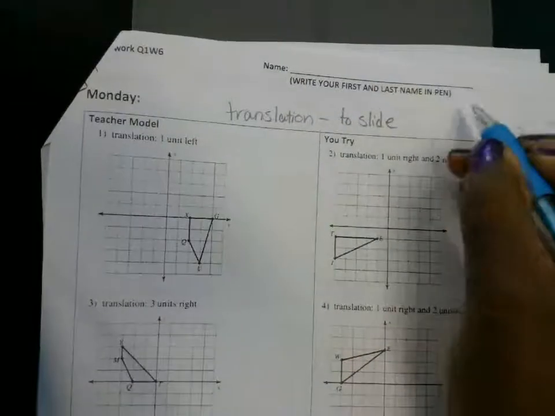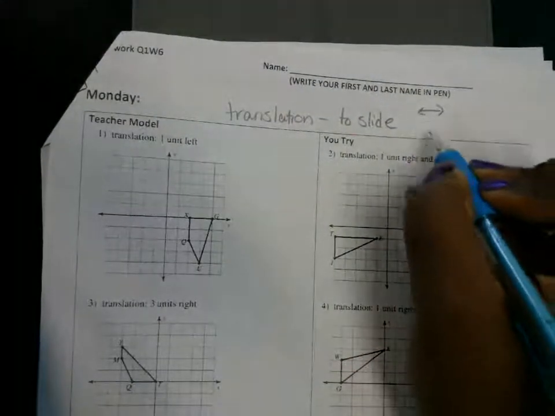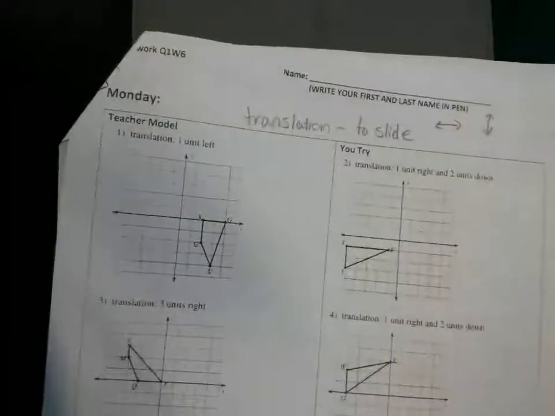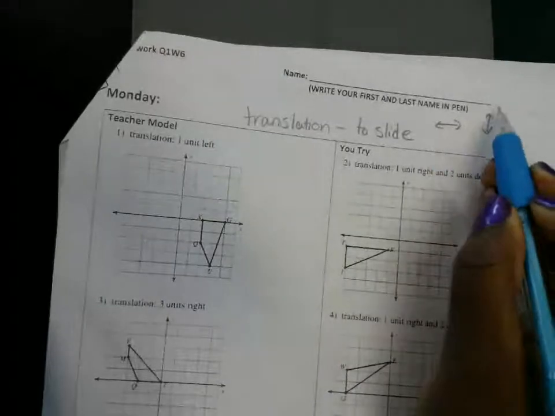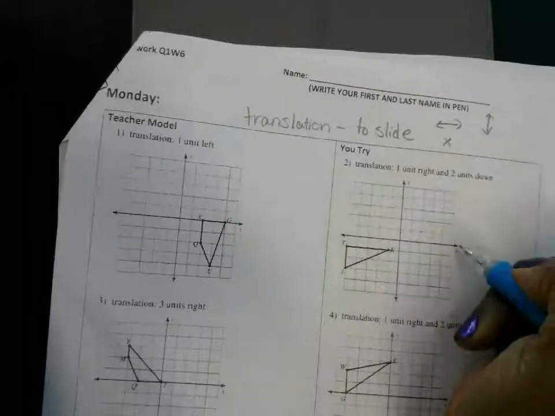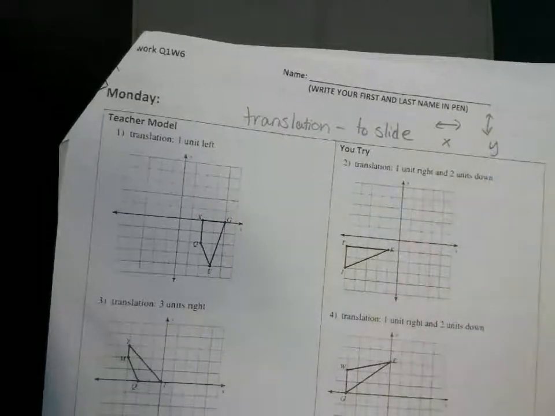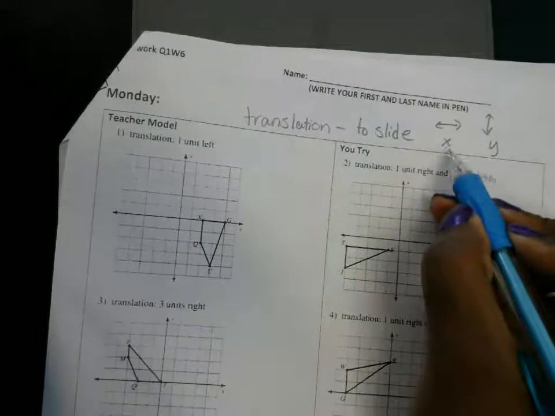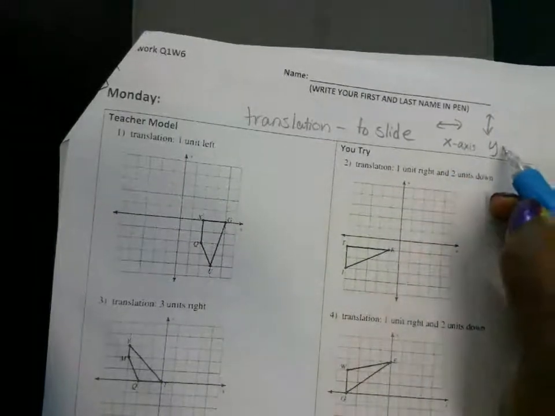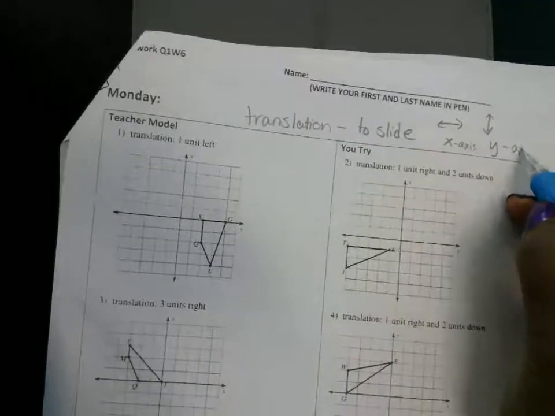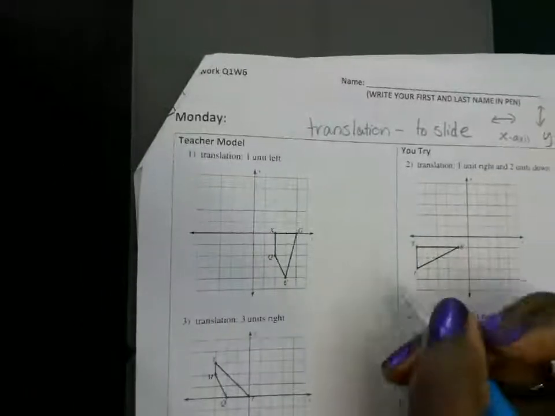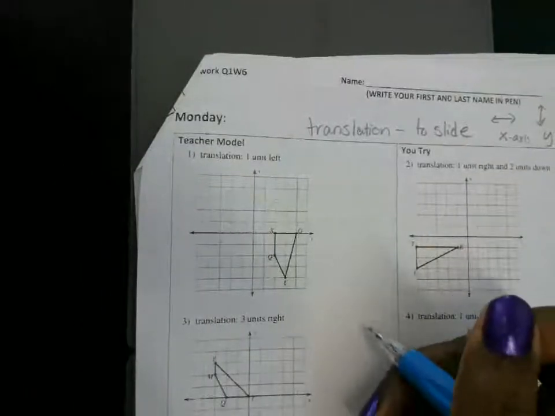You're either going to slide it to the left or to the right, along the x-axis, or you're going to slide it up or down. So you can go left, right, up, down. Left, right, that's X; up, down, Y. You're going to slide it across the X axis, left or right, or the Y axis, up or down. All right, so let's slide these objects and see what our new ordered pairs are going to be.